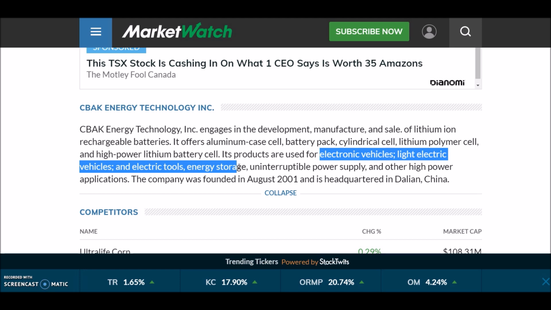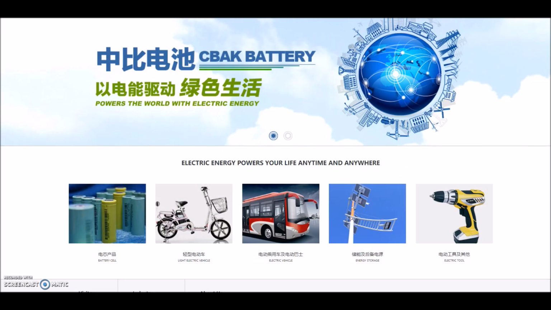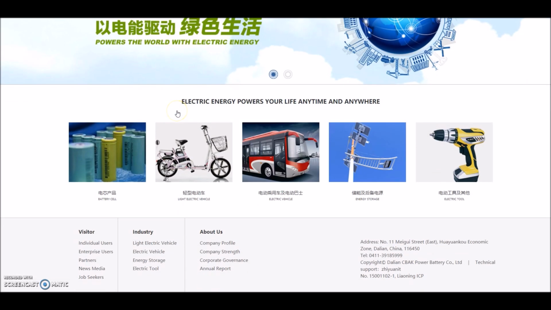If the EV market, the electric vehicle market, is going up, then this stock has a good potential of going up as well. It can make some good partnerships with some EV companies, and they can also run with the EV hype. So it has a good potential. It's a Chinese company, and you can see their website.